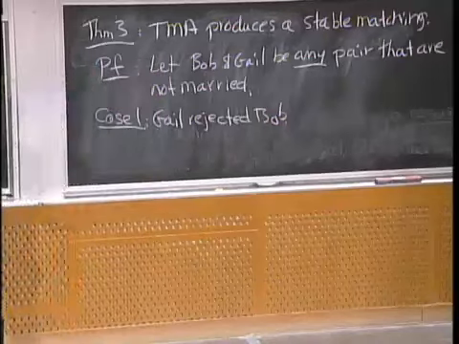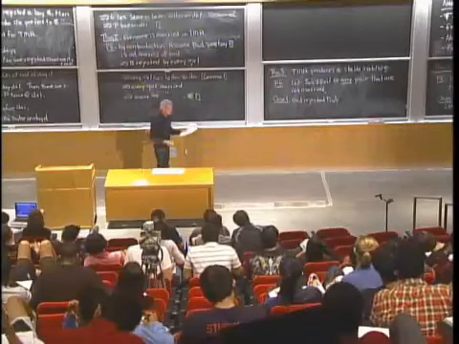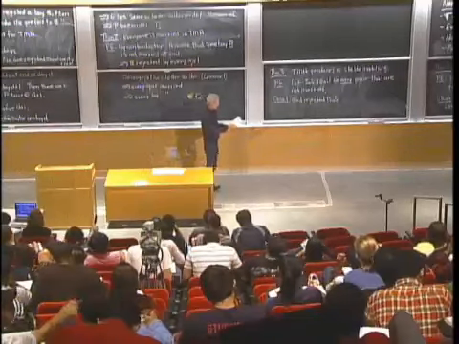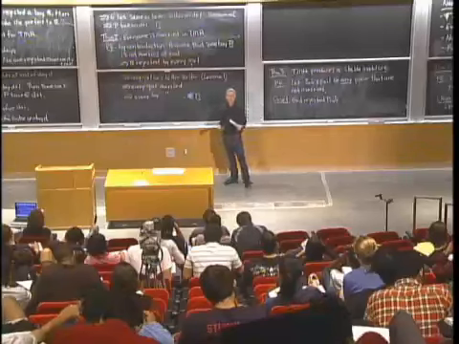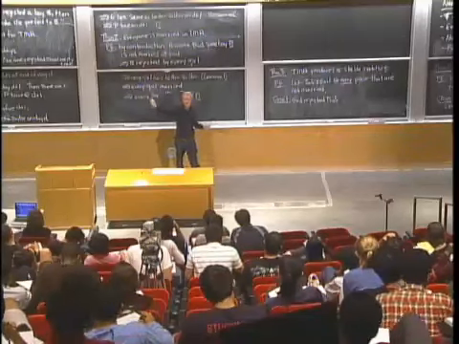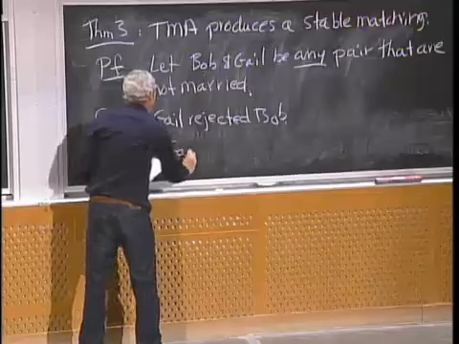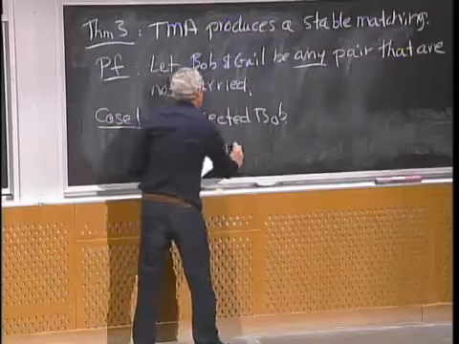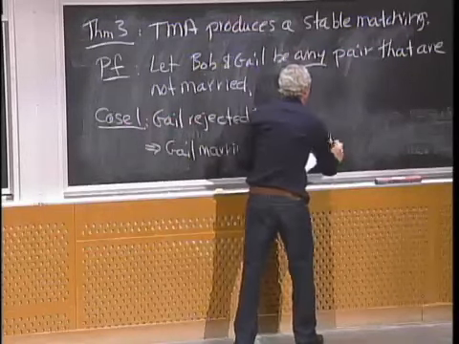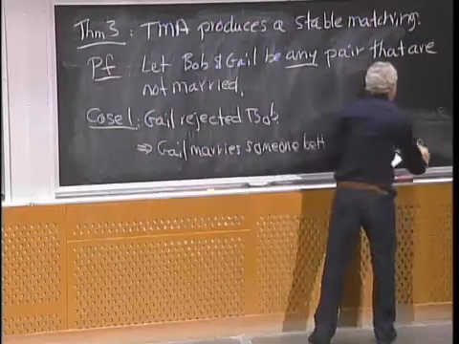Well, what do we know in that case that Gail rejected Bob? Gail has better suitors. Gail has another suitor that she likes better. And in fact, what do we know about who Gail married? Better than Bob. Things only get better for the girls. All right, that's lemma 1. So this means that Gail marries someone that she thinks is better than Bob. And that's by lemma 1.